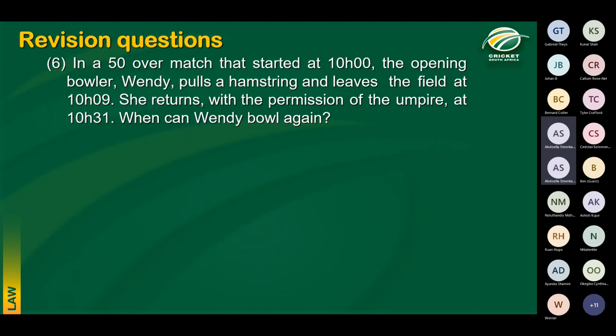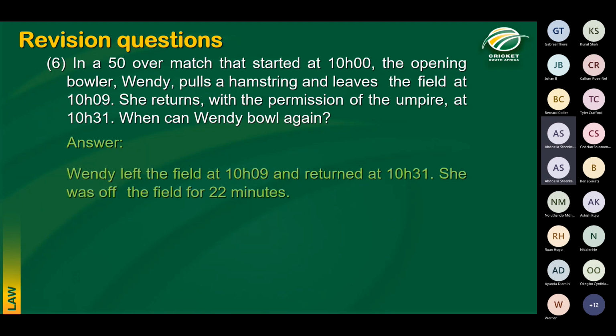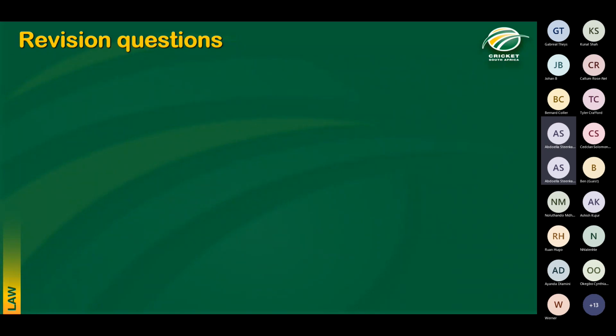Penalty time question. So Wendy pulls her hammy and leaves the field at 10:09. She then returns at 10:31. So when can Wendy bowl again? So Wendy left the field at 10:09 and returned at 10:31, off the field for 20 minutes. So Wendy now needs to be on the field for 22 minutes before Wendy can bowl again. So Wendy returned at 10:31. If you add 22 minutes to 10:31, Wendy can bowl again at 10:53.